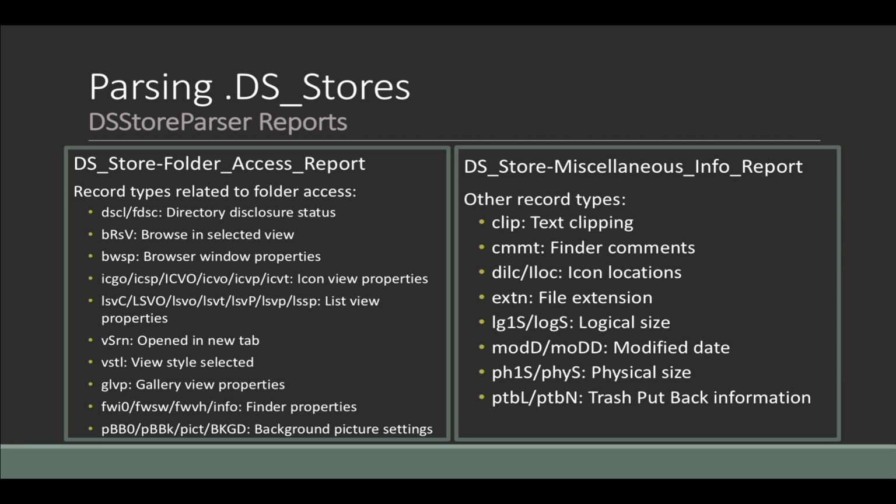And the folder access report lists all the kinds of record types that are added to a DSStore as a result of folder access. The miscellaneous, some examples there are like text clippings, so it actually contains some text clippings, comments, the logical size of files, and the modified time of files. Those do not indicate that a folder was necessarily open.